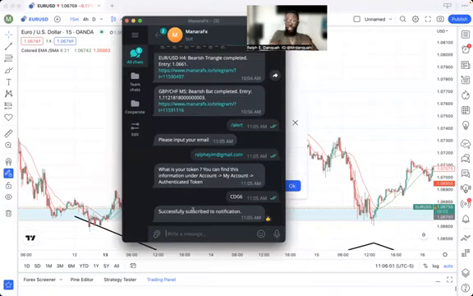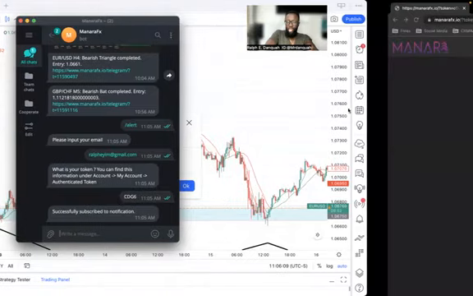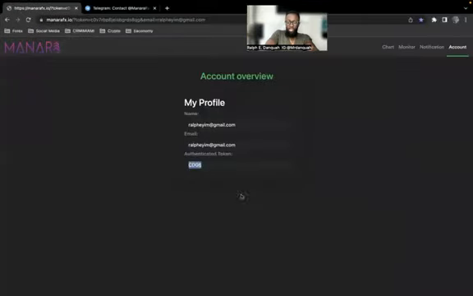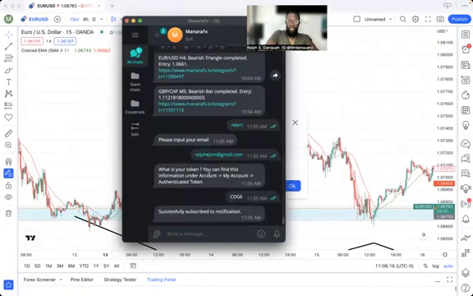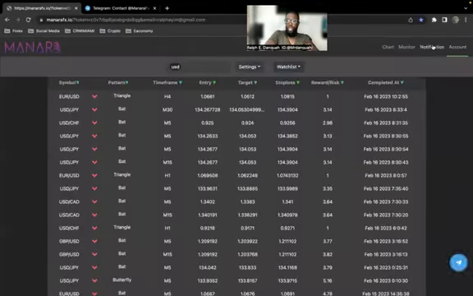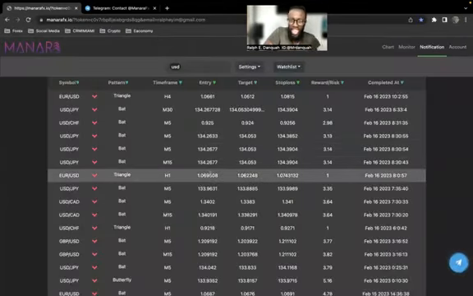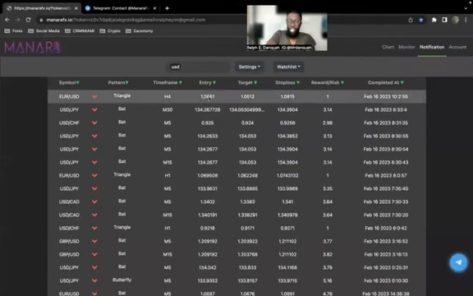This is pertaining to my account. You can't use this information for yourself; it's not going to work. So this is for my account. Once you have your email and your token, you put it there. Now I'm successfully subscribed, so all the new patterns that come in, I'm good to go. When you go back to notifications, any new trade that comes up, you're able to see it right here as well.